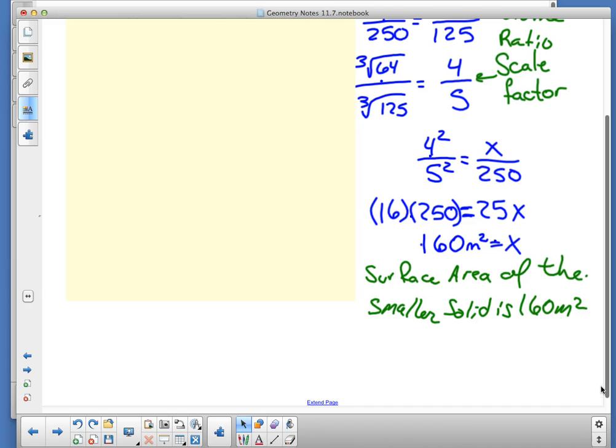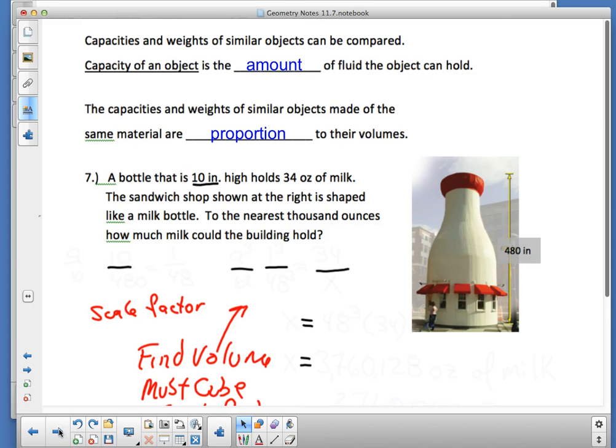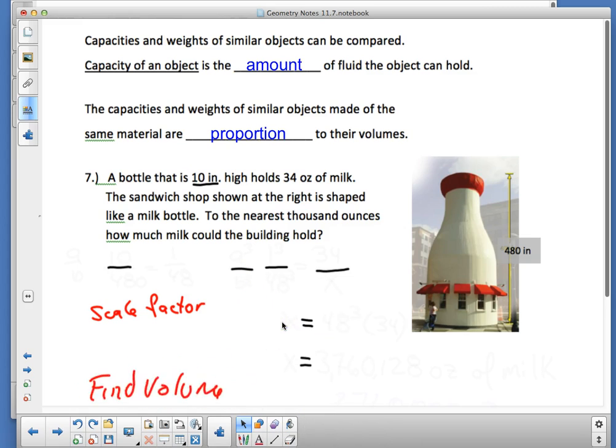Now, we've got our next set. On the next page, I've got a little notes on capacity. So we're going to look at capacity, and we're going to talk about doing a monstrous problem. So as we go through this, I'm going to pop that stuff down. I got capacities and weights of similar objects can be compared. Capacity of an object is the amount of the fluid the object can hold. The capacities and weights of similar objects made of the same material are proportional to their volumes. Okay, they're proportional to their volumes.